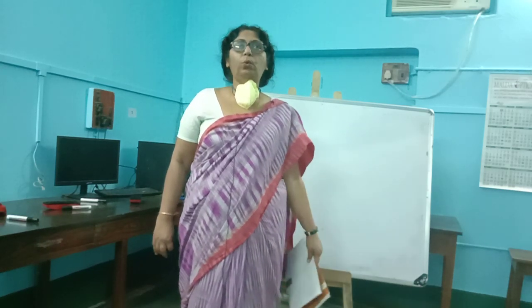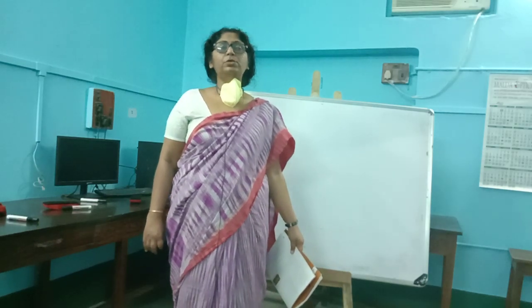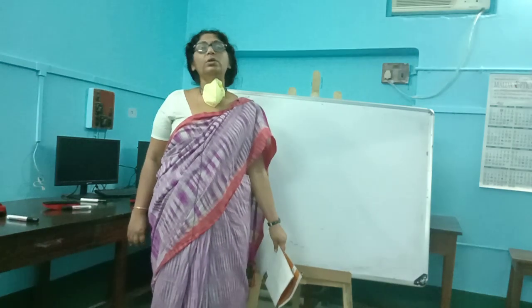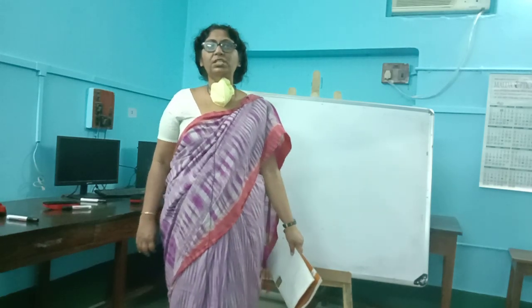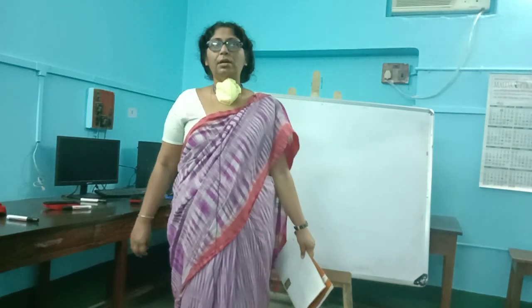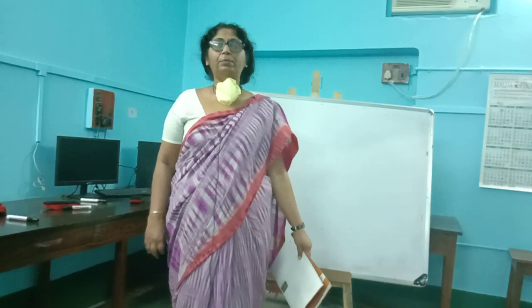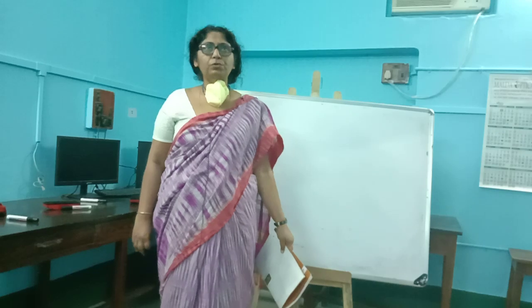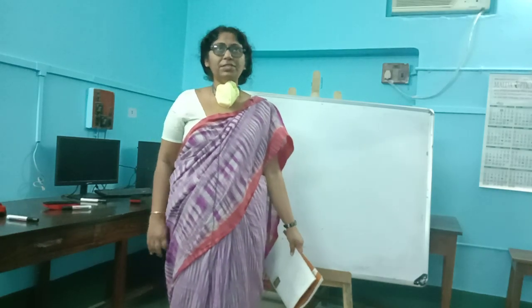One more question you can write here, that is, name two macro and two micronutrients. Just two names will do. These are the elements which are essential for the proper growth and development of the plant body. Some of the nutrients are required in very small amount, so they are known as the micronutrients, and some are required in large amount, so they are known as the macroelements or the macronutrients. Okay.